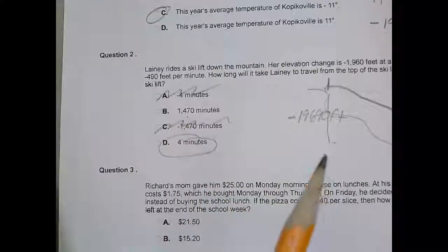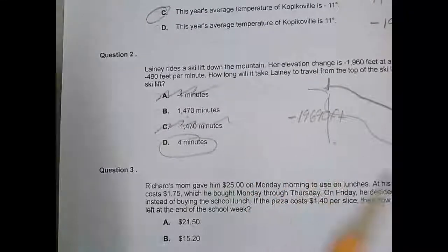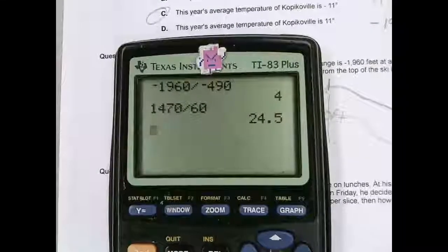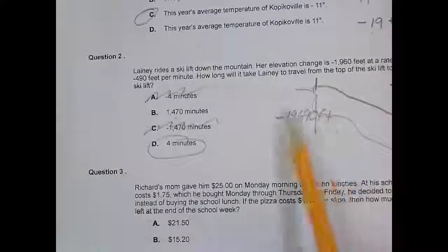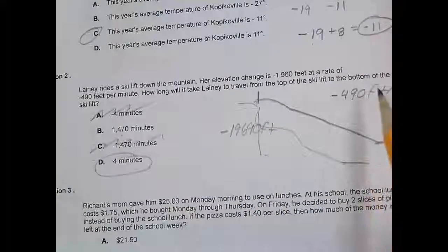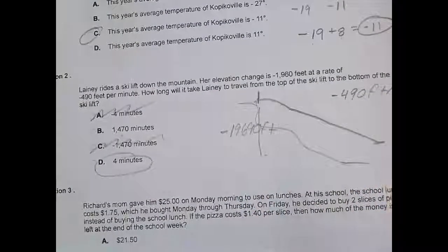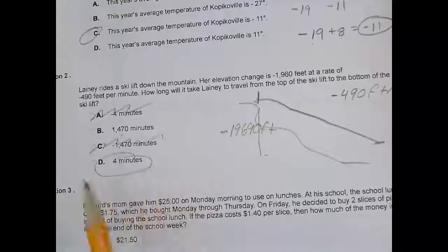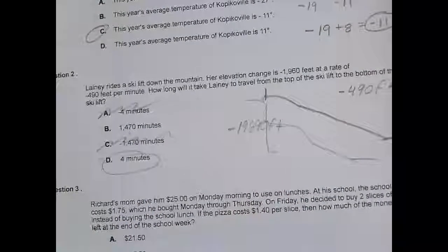1,470 minutes, if I divide that by 60, that's over one full day it's going to take her to go down that mountain. Okay, and you got to use a little mental math. This is right around 2,000 feet. She's going at about 500 feet. So it should take her around 4 minutes, 4 or 5 minutes if you're just estimating. So that kind of tells you that you should be leaning on this answer. So you just want to back it up with a little math.